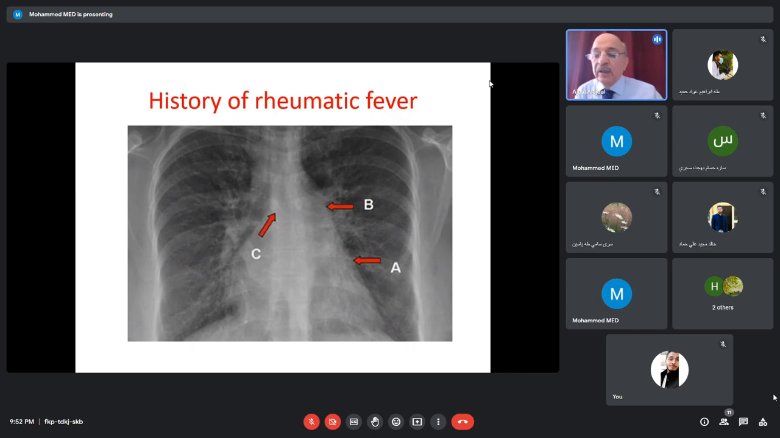Okay, but I will say it again. Generally speaking, you shouldn't give corticosteroid to a patient with tuberculosis. Okay, but this is an exception, and you cover it with anti-TB.